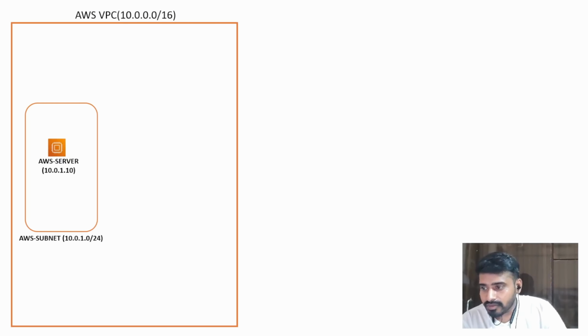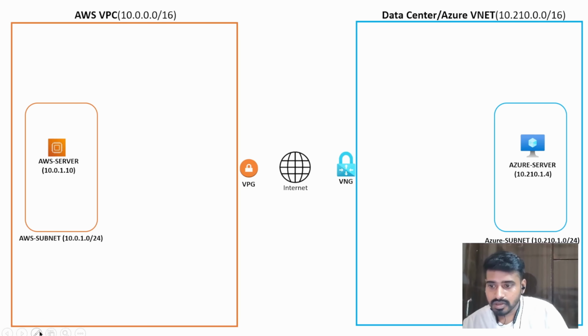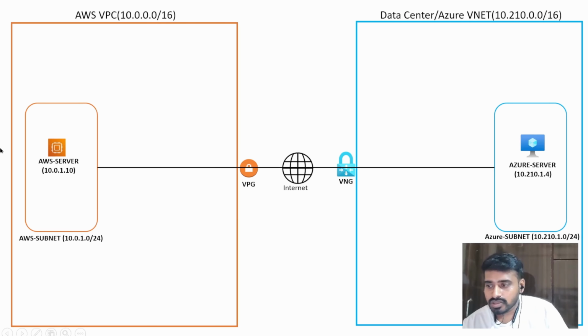We have already created one AWS server and one Azure server. Now we need to establish a connection between these AWS and Azure servers using the site-to-site VPN. So for that, we have to create a VPG in AWS and a VNG in Azure. Once the connection is established, these two servers have to communicate using the private IPs.